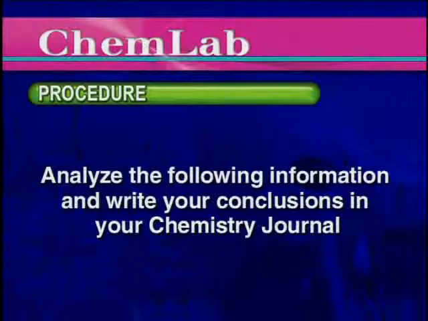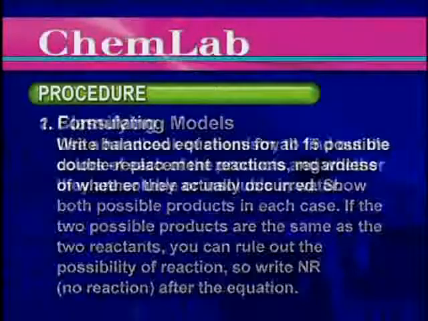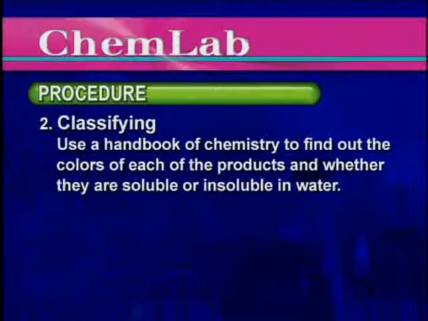Analyze the following information and write your conclusions in your chemistry journal. 1. Formulating models. Write balanced equations for all 15 possible double replacement reactions, regardless of whether they actually occurred. Show both possible products in each case. If the 2 possible products are the same as the 2 reactants, you can rule out the possibility of reaction, so write NR, no reaction, after the equation. 2. Classifying. Use a handbook of chemistry to find out the colors of each of the products and whether they are soluble or insoluble in water.